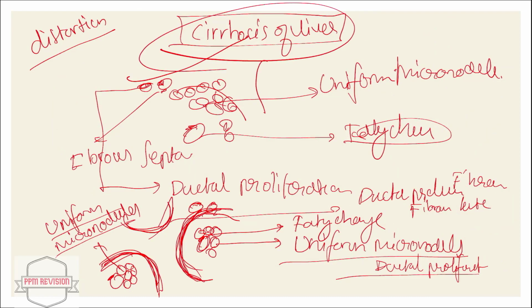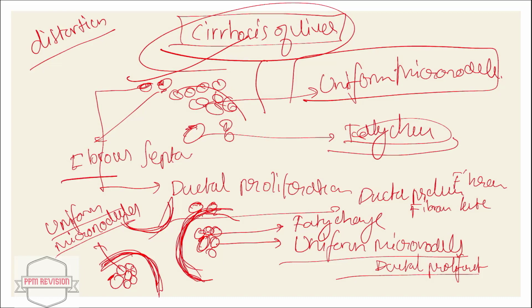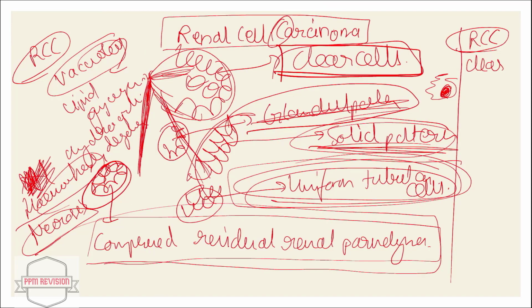Moving ahead, we have the cirrhosis of the liver. Cirrhosis of the liver, there's uniform micronodules. There's also the fibrous septa that is present. And here what I've seen is there's a distortion of the liver cell architecture. And here, as we know, there's fibrous septa, it divides it into lobes, and there's fatty change as well.